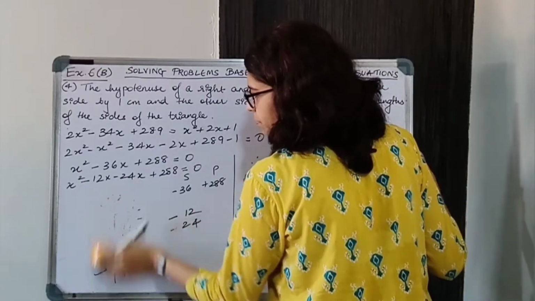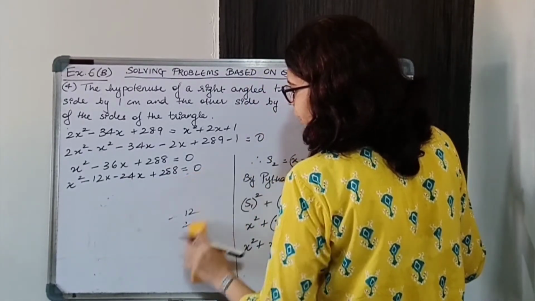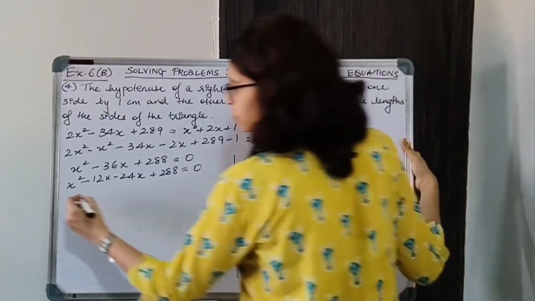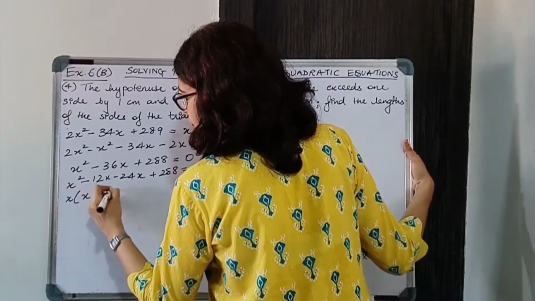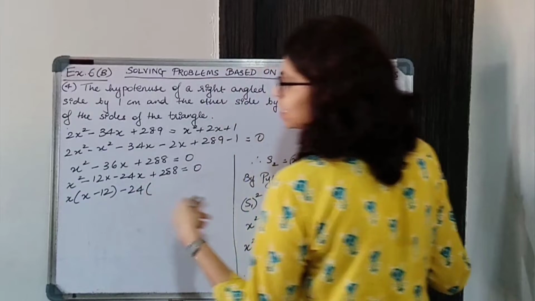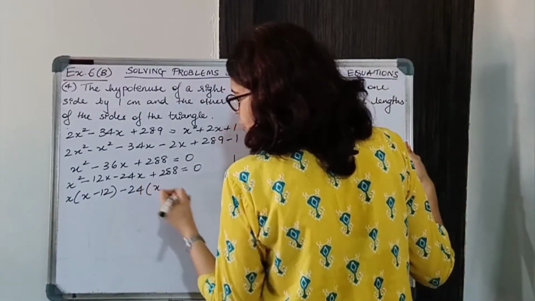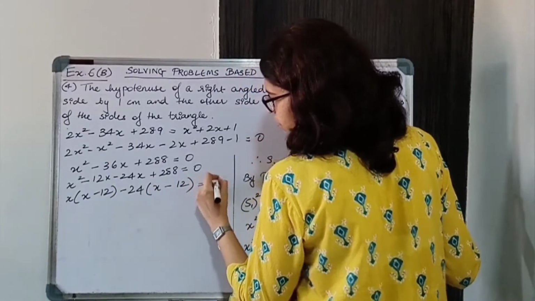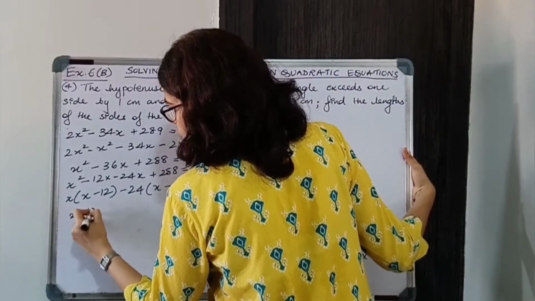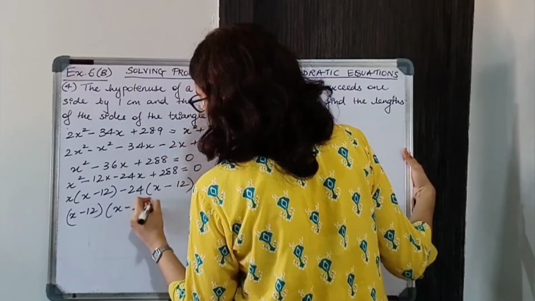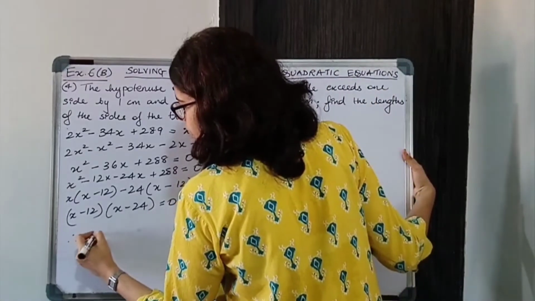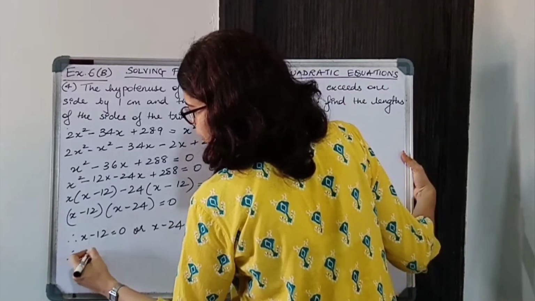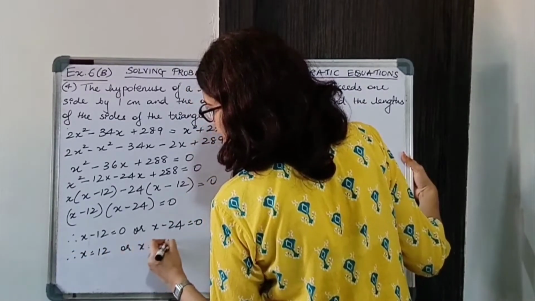Okay. You can try other way also. Not necessary you have to factorize each time. All right. So x common, x minus 12 in the bracket, minus 24 common, signs in the bracket will change. This becomes positive, this becomes negative. 24 12s are, okay. So x minus 12 in one bracket, x minus 24 in the other. So x minus 12 is equal to 0 or x minus 24 is equal to 0. So therefore x is equal to 12 or x is equal to 24.